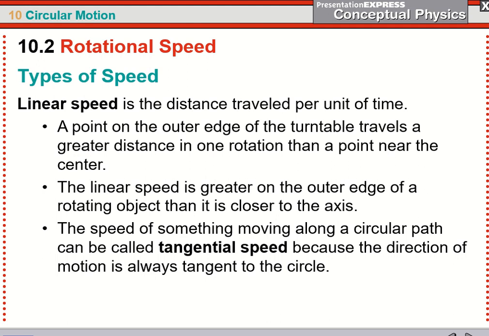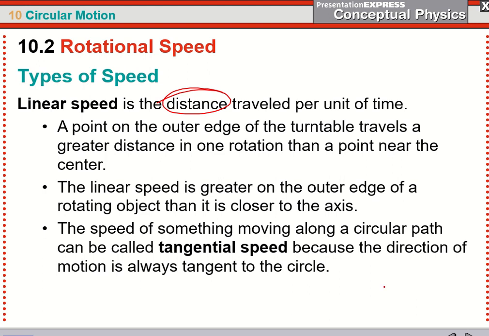All right, so let's go ahead and look at linear speed. Linear speed is the distance traveled per unit time. So fill that in your notes, okay? A point on the outer edge of the turntable travels a greater distance than one near the center. Therefore, the linear speed is greater on the outer edge.